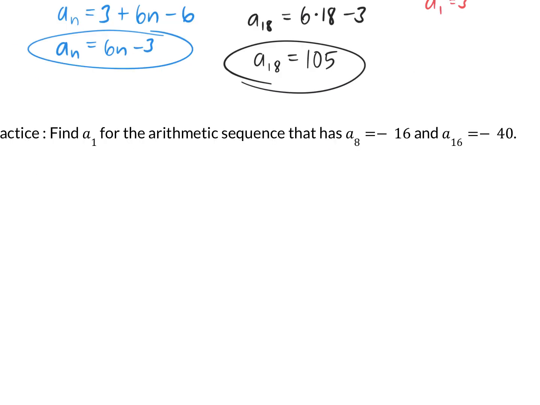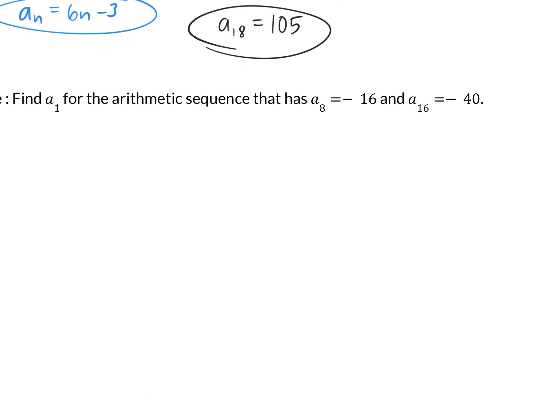Okay, this is where it gets a little tricky, because if I look at what I'm given, a sub 8 and a sub 16, it says to find a sub 1. So I don't know the difference and I don't know a sub 1, and those are the two things that the formula relies on, right? So what are we going to do? We're going to write two equations because we're going to have two unknowns, and then we're going to be able to solve it, right?